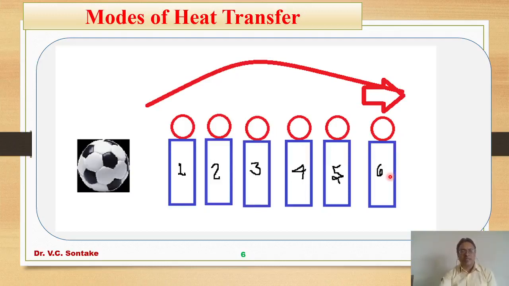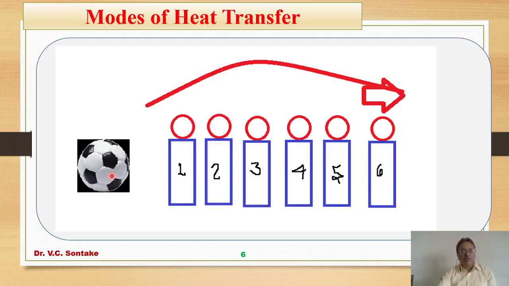That is player 6. Now there can be three methods or three modes by which I can transfer this football to the sixth player. The very first method is that the football first will be given to player 1. Player 1 will give away this football to player 2. Player 2 will transfer this football to player 3, 3 to 4, 4 to 5, and finally the football will reach player 6. This is the first mode.